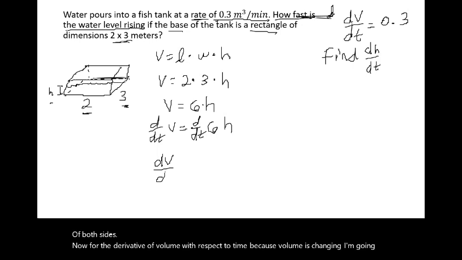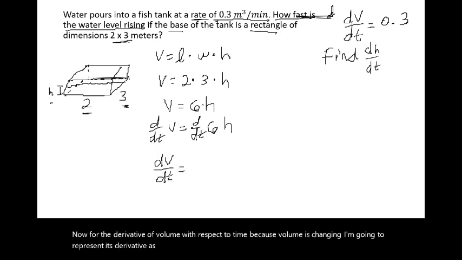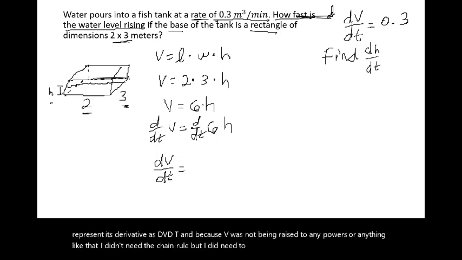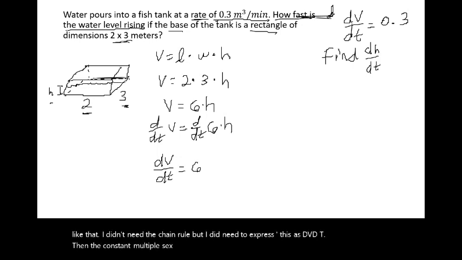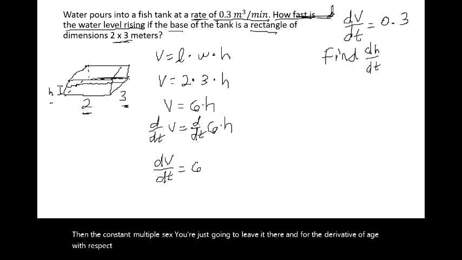Now for the derivative of volume with respect to time, because volume is changing, I'm going to represent its derivative as dV/dt. And because V was not being raised to any powers or anything like that, I didn't need the chain rule, but I did need to express this as dV/dt. Then the constant multiple is 6, you're just going to leave it there. And for the derivative of H with respect to time, because H is changing, it is a function of time. So its derivative is dH/dt.